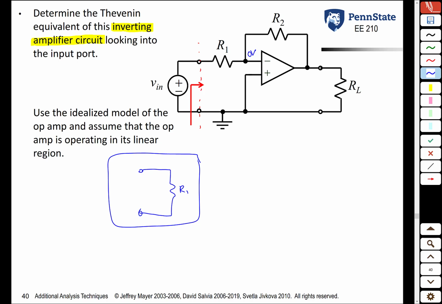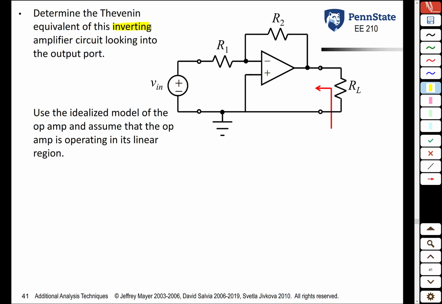It doesn't know what R2 is. It doesn't know what the load resistor is. It doesn't know that it's connected up to an op-amp. All that it sees is R1 going to ground. And so the Thevenin equivalent, from looking at the input, is just that external resistor R1.